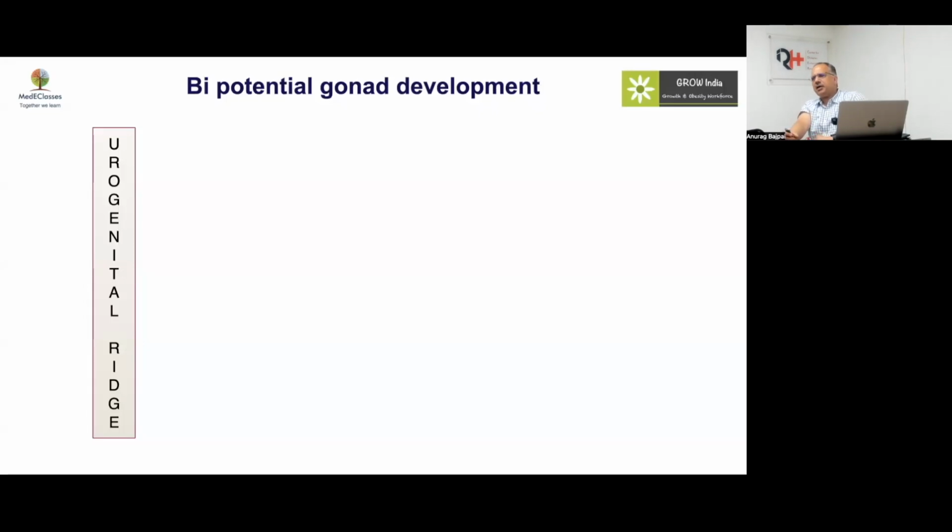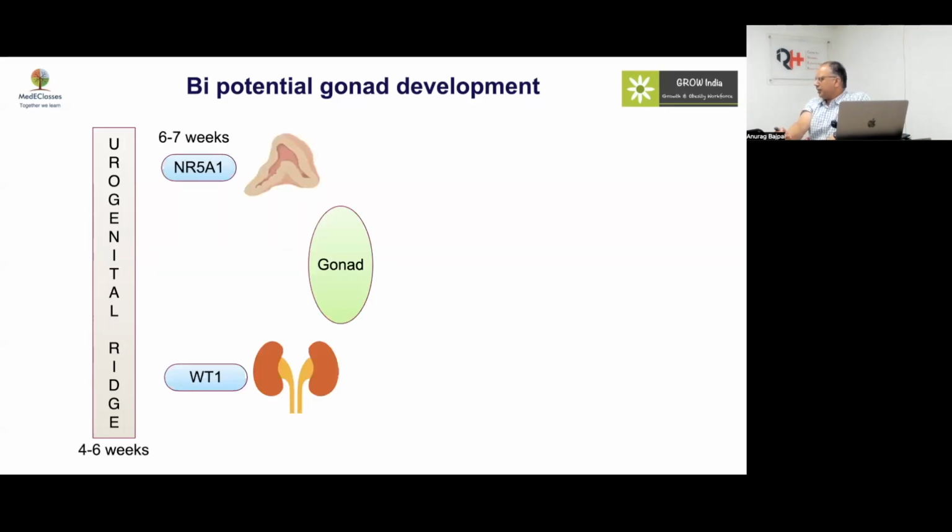Gonad development again is a very interesting process. I said you have a urogenital ridge, and the urogenital ridge gives rise to the gonad, the adrenals, and the kidneys. So commonly, if you have a defect in WT1, you have kidney involvement and gonad involvement. That's the Frasier syndrome, the Denys-Drash syndrome, all those WT1 defects. If you have a defect in NR5A1, you will have the adrenal defect as well as the gonadal defect.